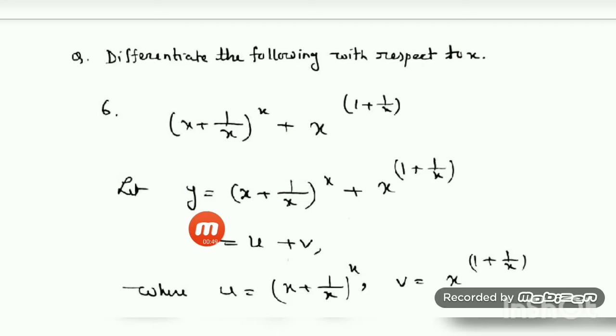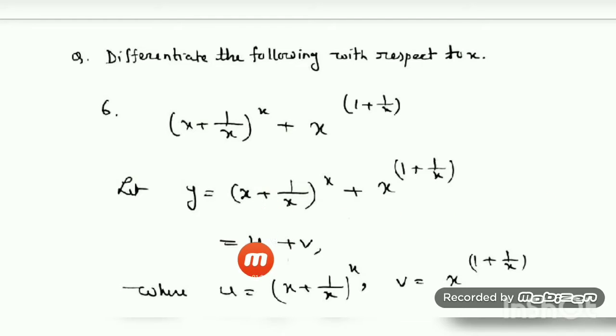So first I name the function as y, that is y = (x + 1/x)^x + x^(1 + 1/x). So this is your question. And you see, here we cannot take the logarithm directly because there is no formula for finding the log of m plus n. That's why you first name the functions as u and v. You can use other variables also, where u and v are functions of x.